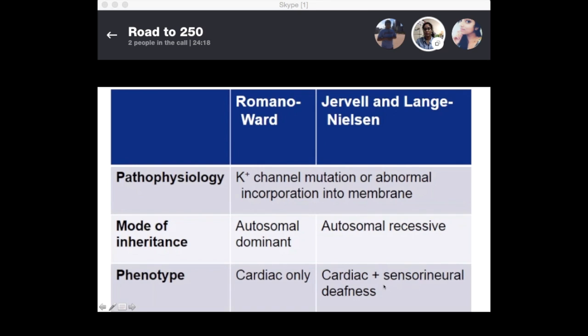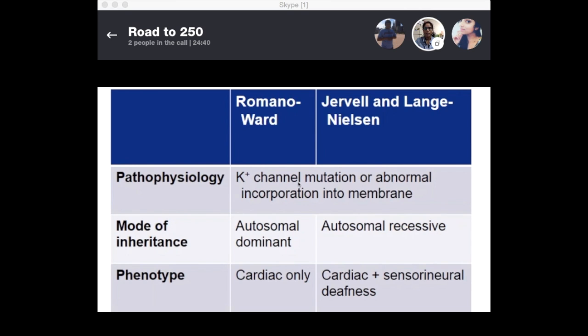So potentially some damage is occurring in the sensorineural cells. That is how you would differentiate the two. But essentially, the mutation in the potassium channels is causing the prolongation in the QT interval.